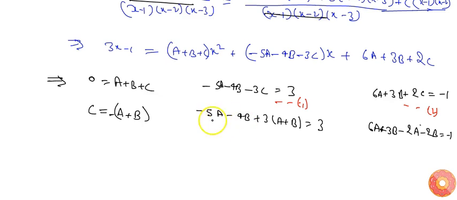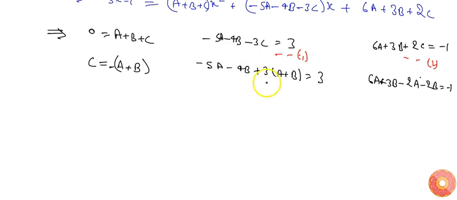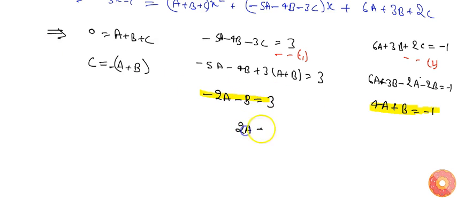So if I solve this equation, I'll get minus 4A minus B equals 3, and from here I'll get 4A plus B equals minus 1. So we have minus 4A minus B equals 3 and 4A plus B equals minus 1. So from both the equations I can get the value of A, which is A equals 1.